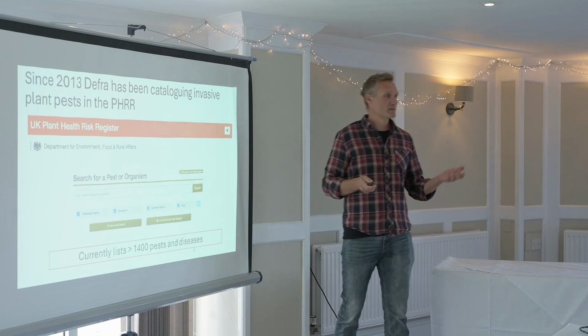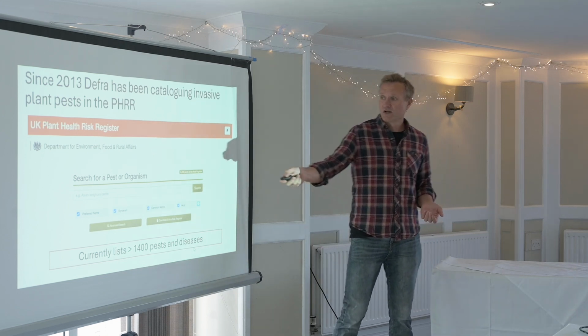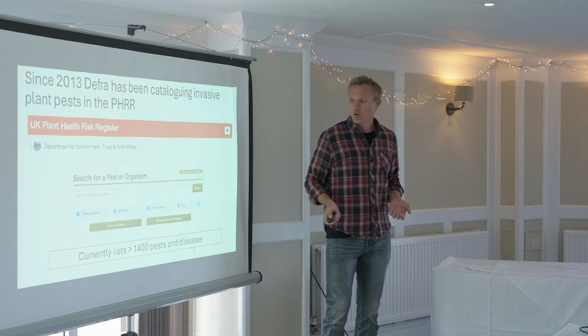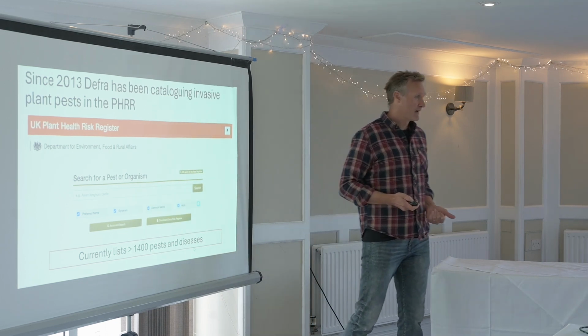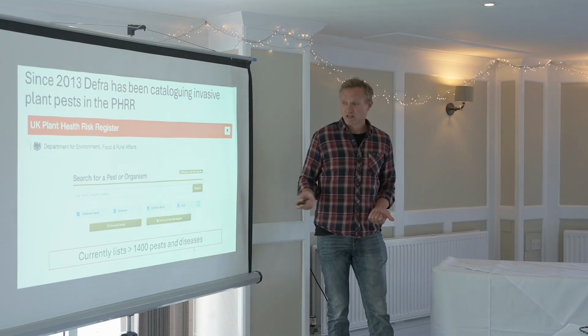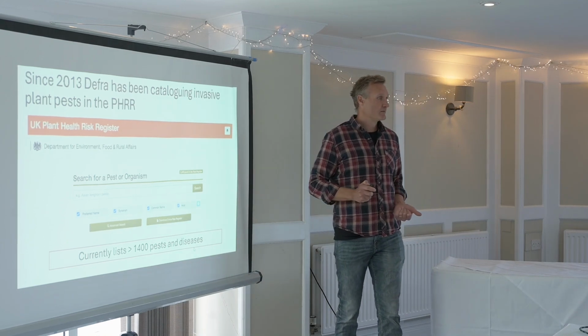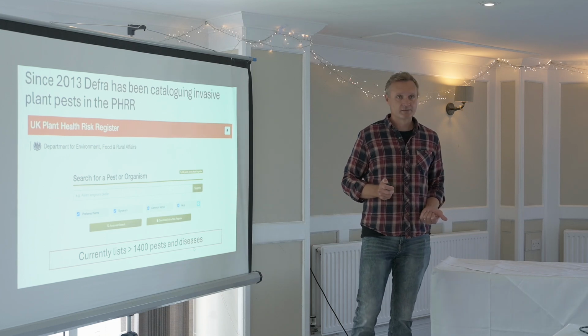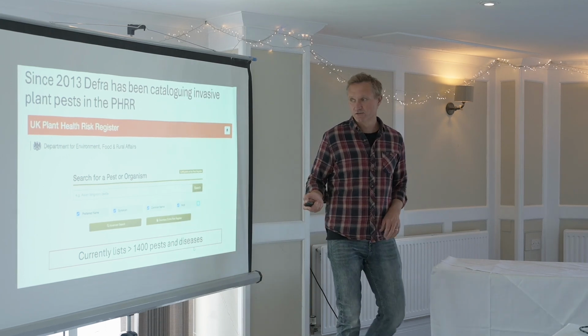Okay, so you can go to the PHRR website and you'll see this. You can type in the name of your organism and find out lots and lots of different bits of information about that organism. Currently it lists over 1,400 different pests and diseases of plants. Okay. Within that, there's information about trees. That's what we're going to use.